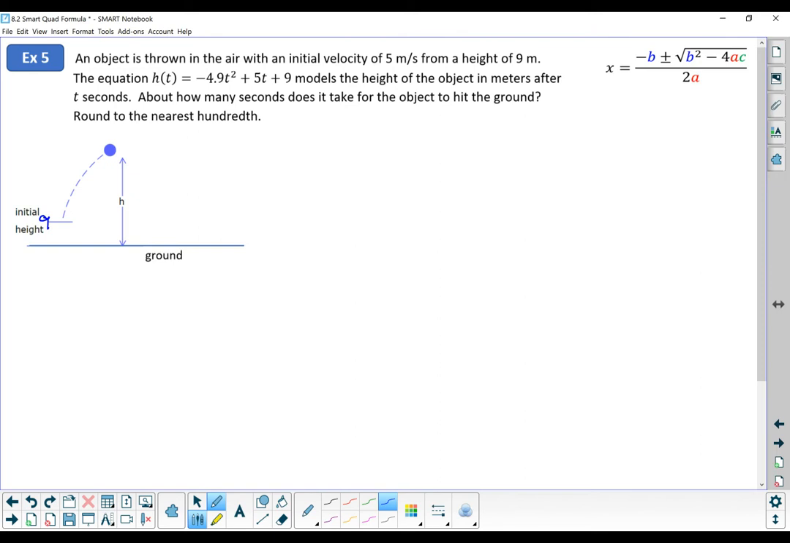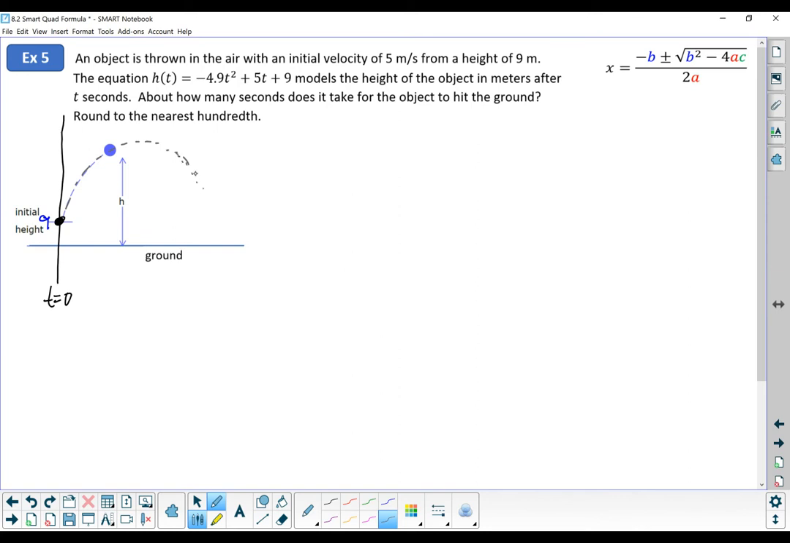The equation h of t is equal to -4.9 t squared plus 5t plus 9 models the height of the object in meters after t seconds. About how many seconds does it take for the object to hit the ground? So in this case, the moment that it's being thrown is like t equals 0, and it starts at a height of 9.